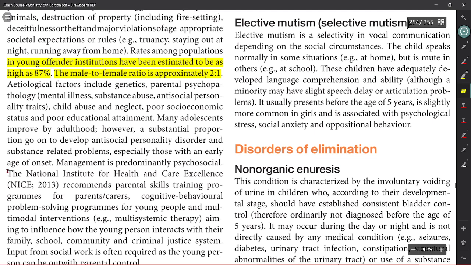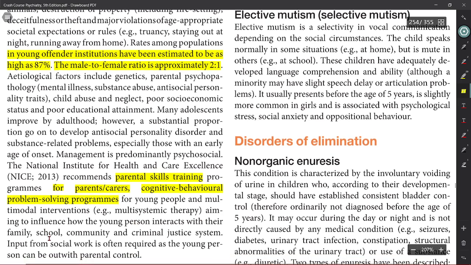The National Institute for Health and Care Excellence, NICE, 2013, recommends parental skills training programs for parents and carers, and cognitive behavioral therapy. So we have parental skills training, cognitive behavioral problem solving programs for young people, and multi-modal interventions, multi-systemic therapy, aiming to influence how the young person interacts with their family, school, community, and criminal justice system. Input from social work is often required as the young person can be out of parental control.